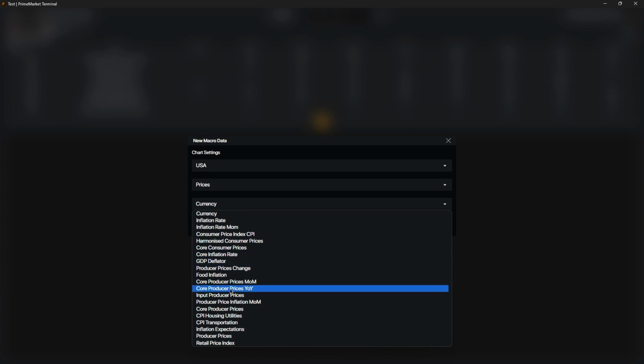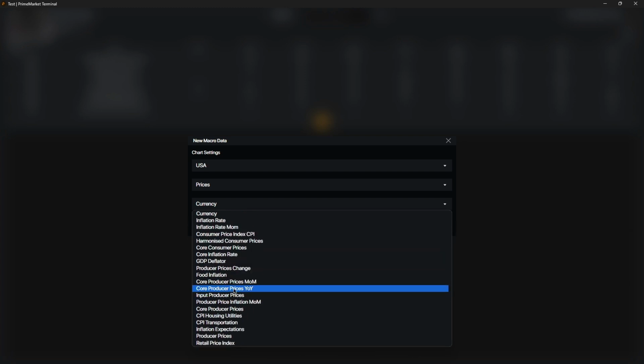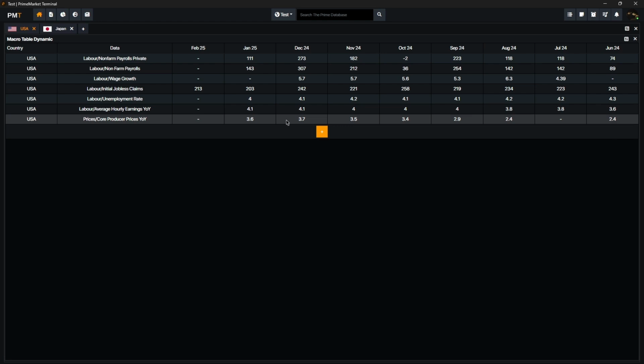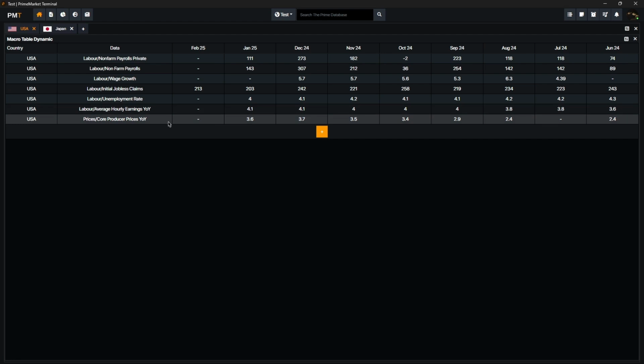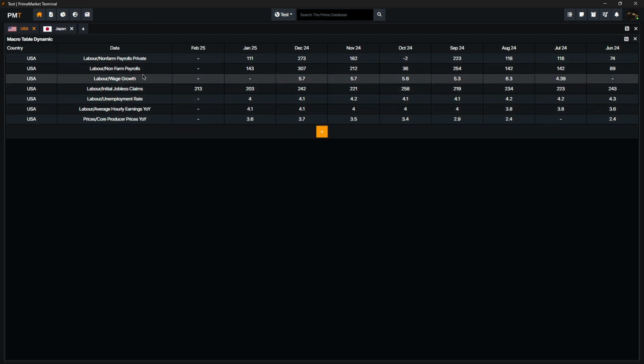So I can look at core producer prices. So I think this is PPI, if I'm not wrong. So let's say I want to look at core producer prices year over year for the US. I can just click add, and there you have core PPI year over year that you can look at the history of the data and so forth. But as I said, I'm just setting up this section. It's not complete.